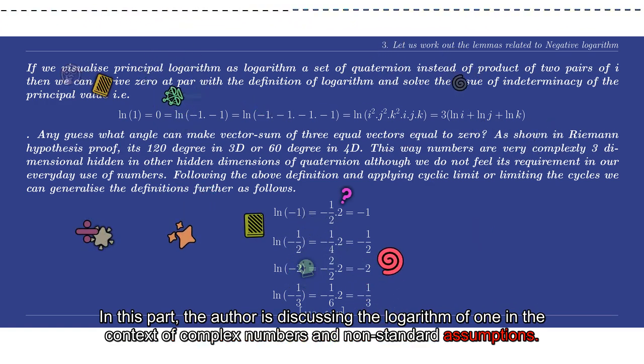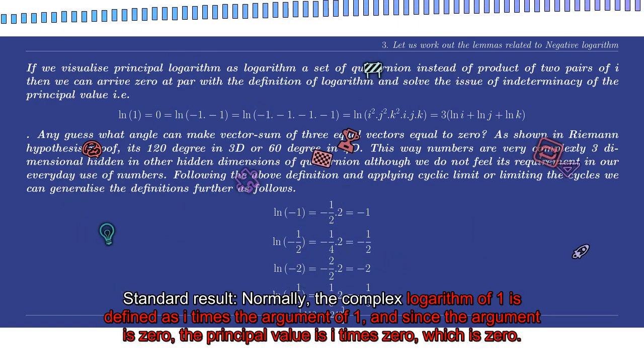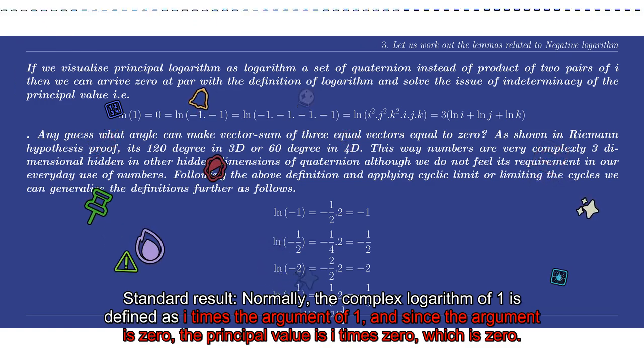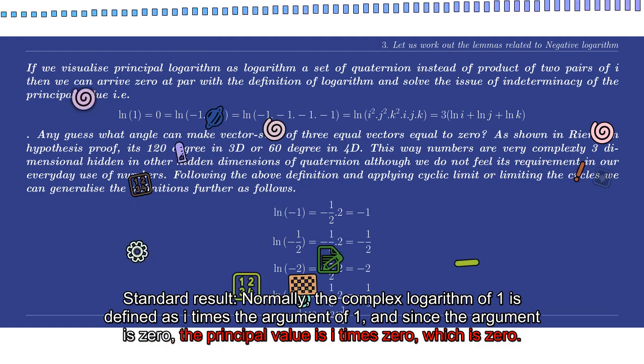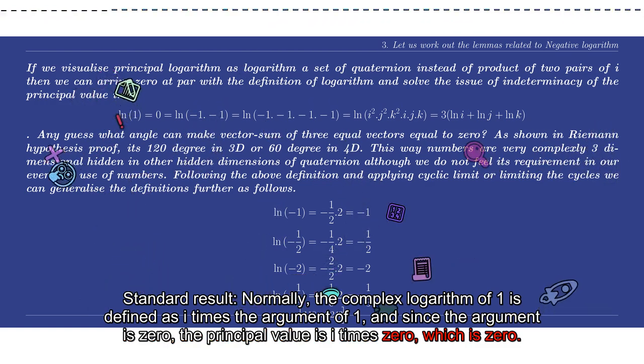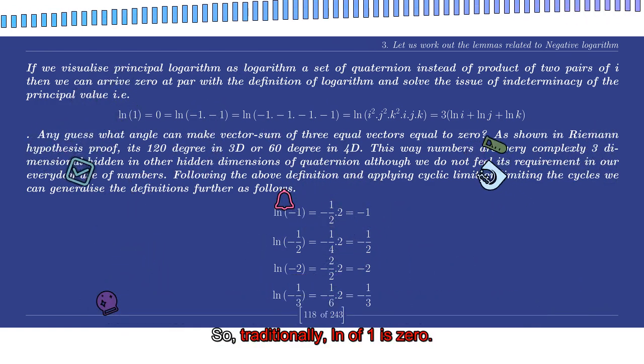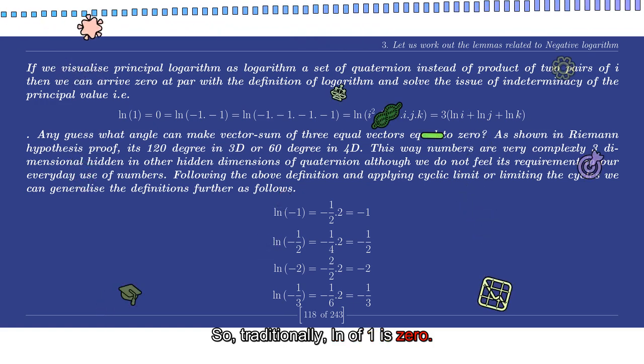In this part, the author is discussing the logarithm of 1 in the context of complex numbers and non-standard assumptions. Standard result: normally, the complex logarithm of 1 is defined as i times the argument of 1, and since the argument is 0, the principal value is i times 0, which is 0. So, traditionally, ln of 1 is 0.